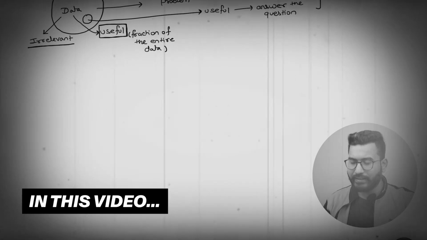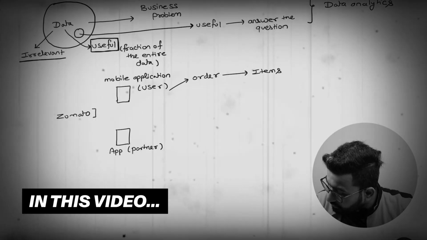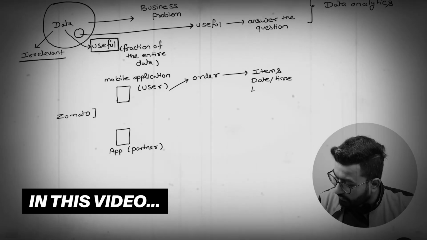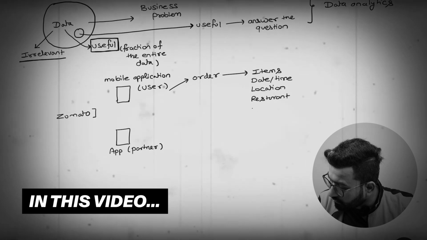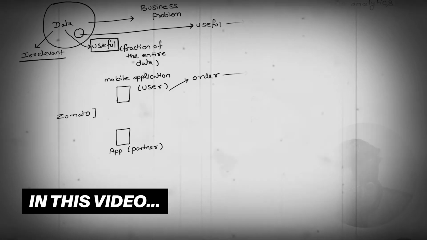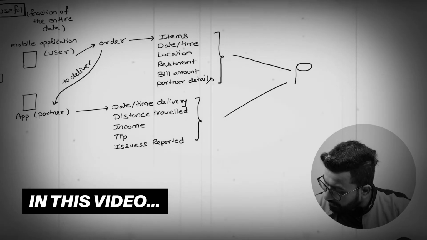How a company collects the data. What kind of data is generated? Maybe number one, the items that are ordered, then date, time, then location, then restaurant, then bill amount, then partner details. All this data is getting preserved in a centralized database.